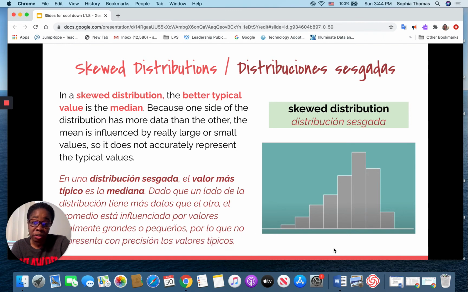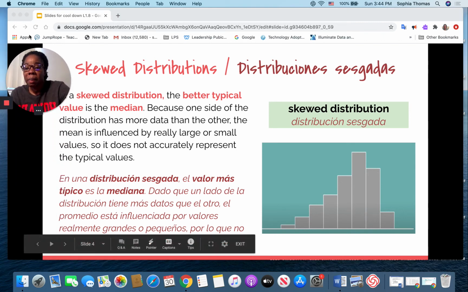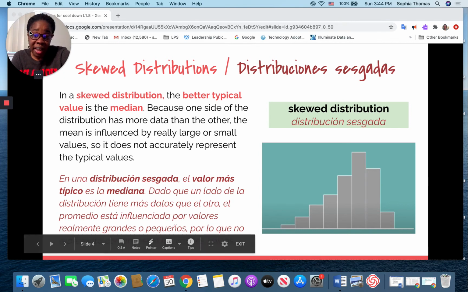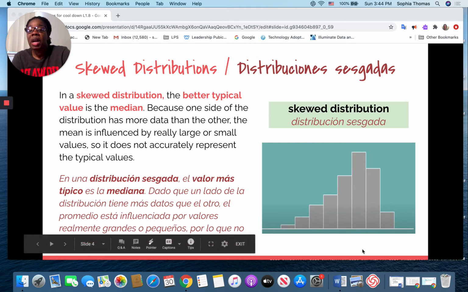So remember, for skewed distributions, the better typical value is the median. Remember, one side is heavier than the other, and because of that, the mean is influenced by really large or really small values, and so it doesn't accurately represent the typical value for that distribution.